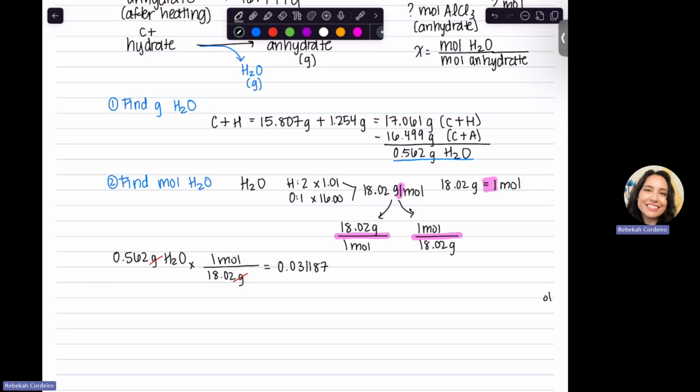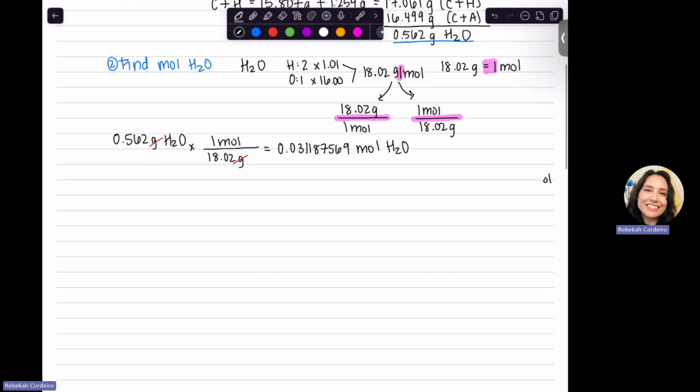0.031187. I don't like to round these numbers because we want to try to get a whole number as best we can at the end. And if we round too much now, think about rounding. How much is a mole? A mole is a really big amount of molecules. So rounding a really big amount of molecules is going to cause my formula to be a little bit off.